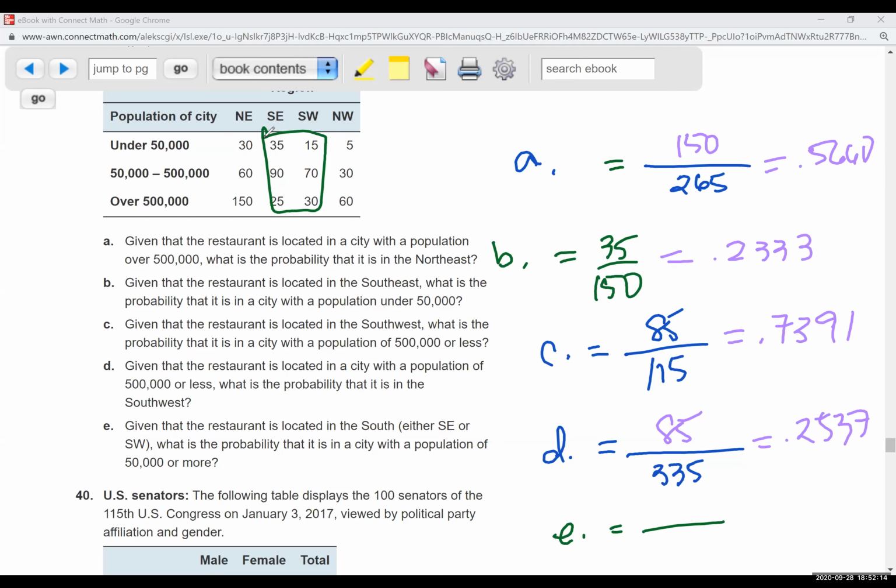And the denominator is 25 plus 30. So 55 because they want, oh no, they want 50,000 or more. So it's 90 plus 70 plus 25 plus 30 for the denominator. The denominator is 265.